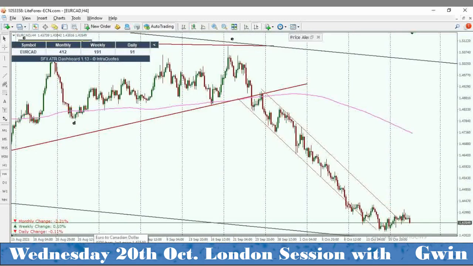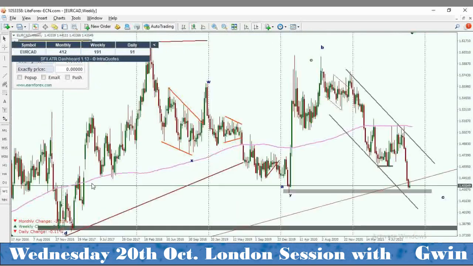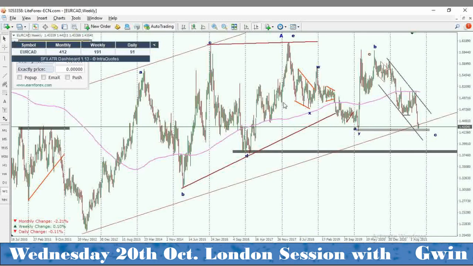All right, so we look at the EURCAD. We're still here at the support, so we don't have any more reasons to take a trade because it's not going to be a good one in terms of risk to reward. So we're just going to leave it at that, and we're going to wait for new price developments.